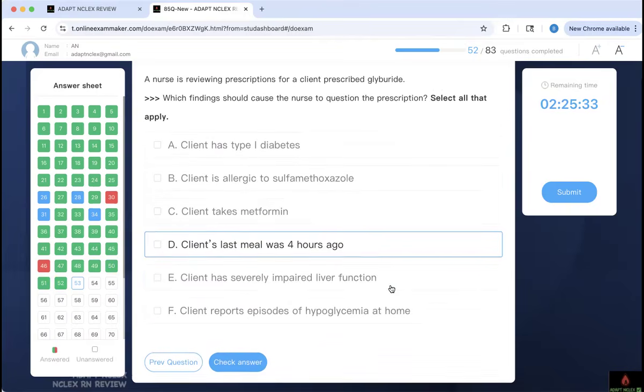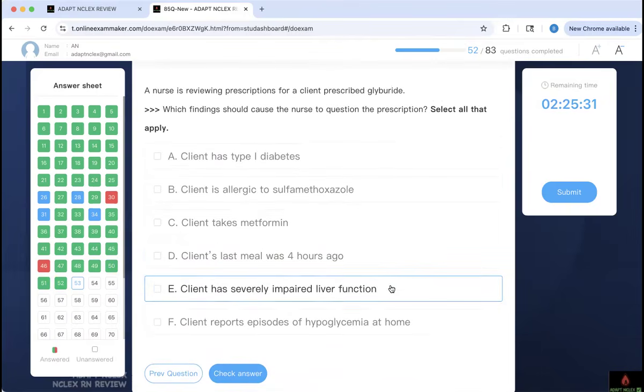And this is reviewing a prescription for a client prescribed Glyburide. That means medication for diabetes. It's an oral medication. It's a sulfur drug. Which finding should cause the nurse to question the prescription?